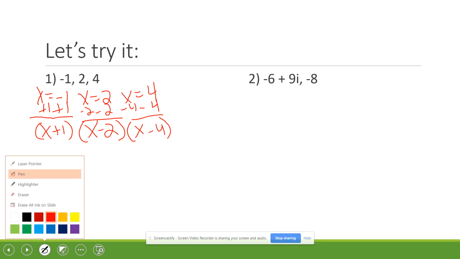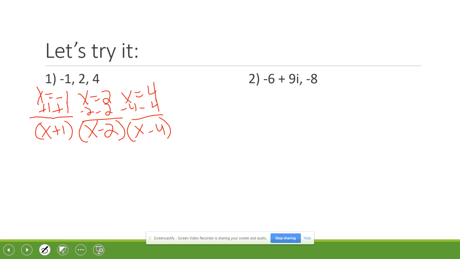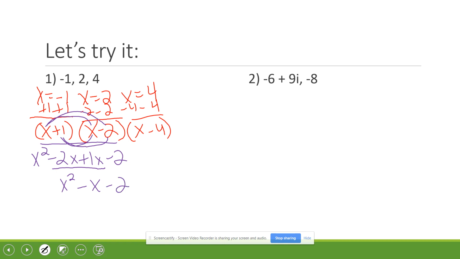From here, remember, we multiply any two factors together that we want first, get an answer, and then multiply that answer by the remaining factor. So I'm just going to start over here with the x plus 1 times x minus 2, and I'll go ahead and distribute. We have x squared minus 2x plus 1x minus 2. Combine these like terms together, -2x plus 1x is x squared minus x minus 2.